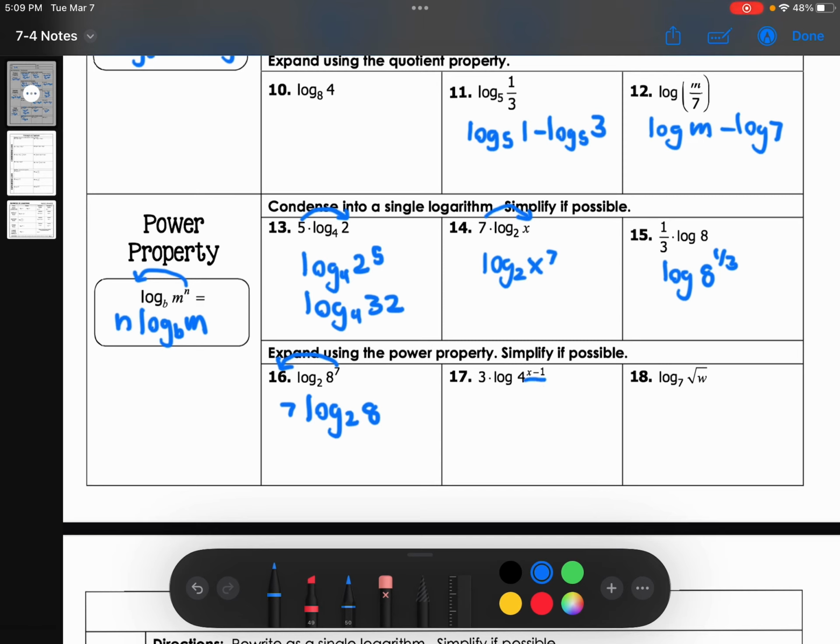Or this one right here in particular, I'm going to bring that entire power to the front. So I have x minus 1 times 3 log of 4. And you can distribute that log right there, but we're not going to, but it's the same idea. Okay, last but not least. Oh, you got to be careful when you have a square root like that. You could rewrite this as w to the 1/2 power, which would mean that you can bring that 1/2 to the front and write this as log base 7 of w.